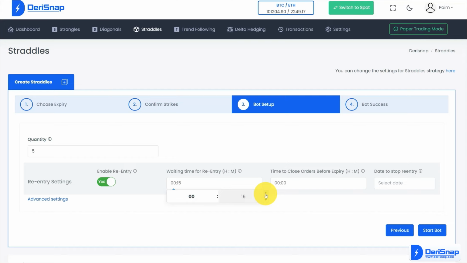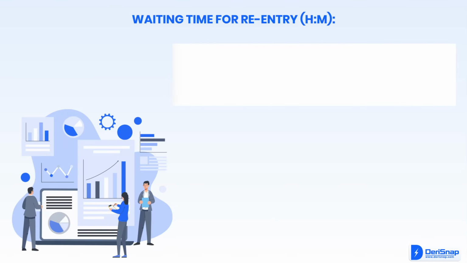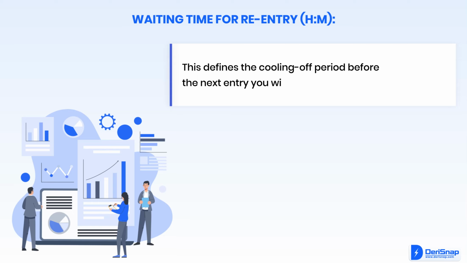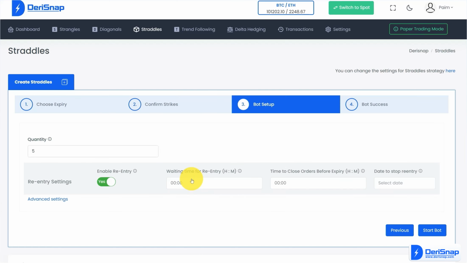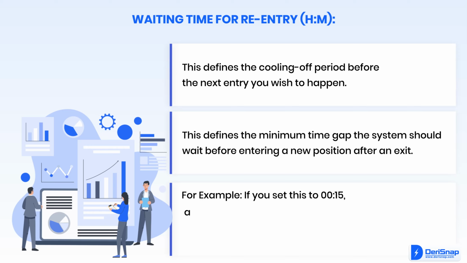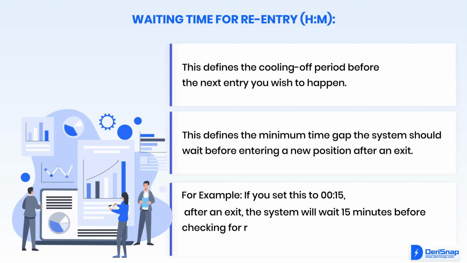After enabling re-entry, you will see waiting time for re-entry. This defines the cooling off period before the next entry you wish to happen. This defines the minimum time gap the system should wait before entering a new position after an exit. For example, if you set this to 0:15. After an exit, the system will wait 15 minutes before checking for re-entry conditions, and will re-enter a new trade.